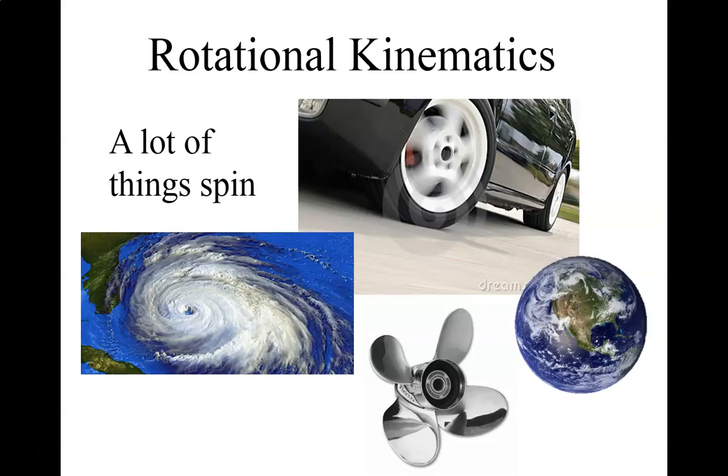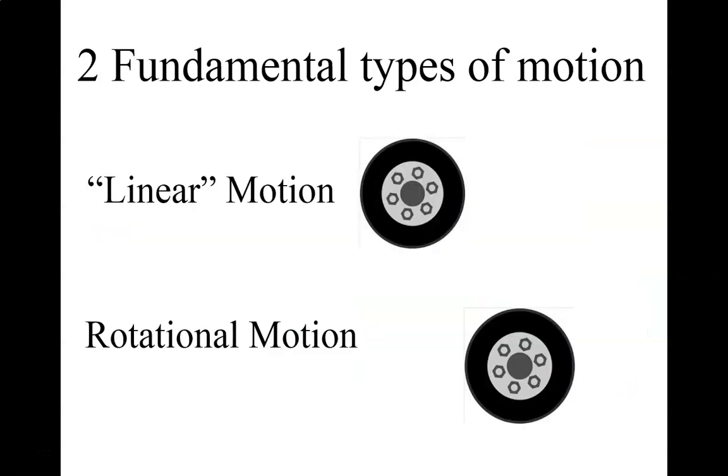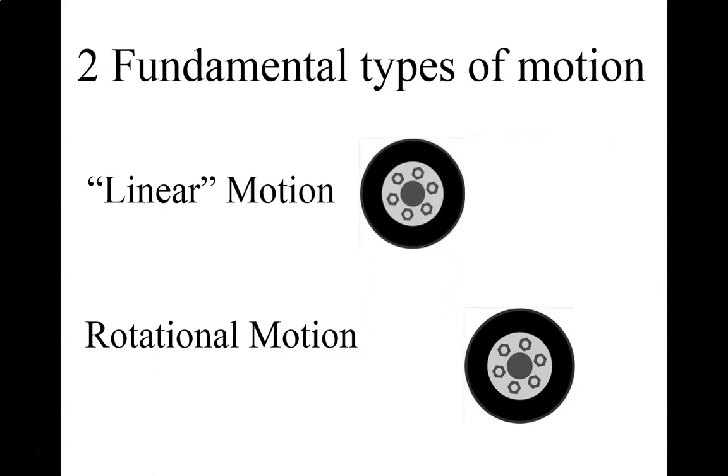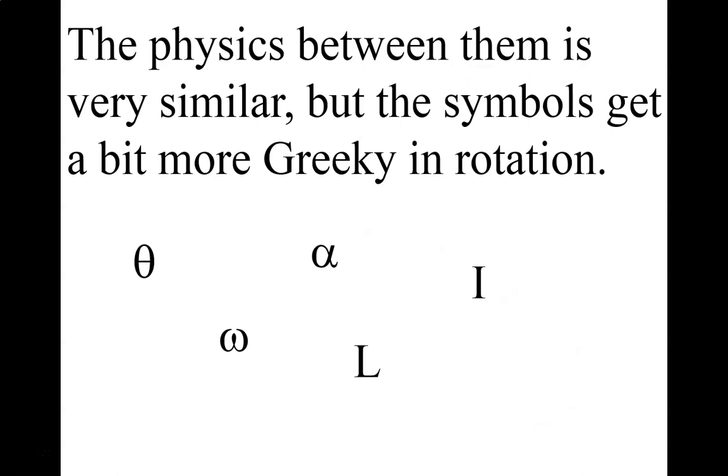So what we did in the first PowerPoint was we talked about torque, which causes things to rotate. Now we're going to talk a little bit more about the kinematics, or the equations of rotation. So that's what we're going to be doing now. There are two basic types of fundamental motion: linear motion, where an object moves through space and time, and rotational motion, where an object is rotating about some specific point.